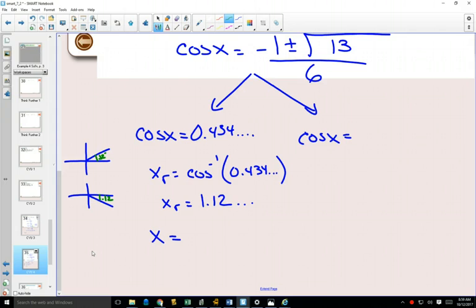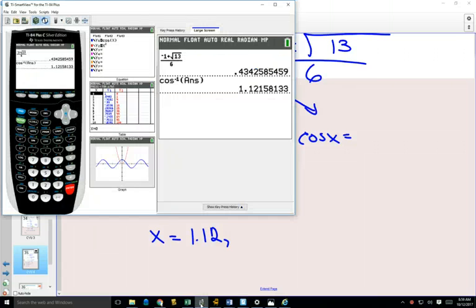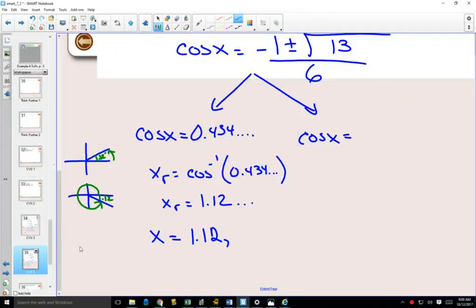if I want to find x, the one in quadrant 1 is easy. It's just going to be 1.12. If I want to find this one in quadrant 4, well, then I'm going to have to go to my calculator and go 2 pi minus that reference angle, which I have as my answer, 5.16. So those are our two approximate answers for the first one.